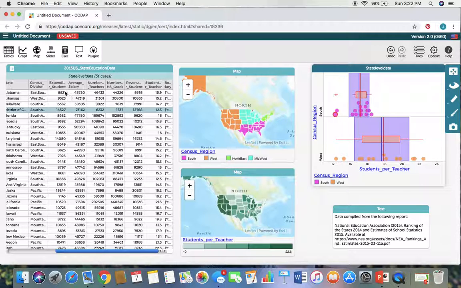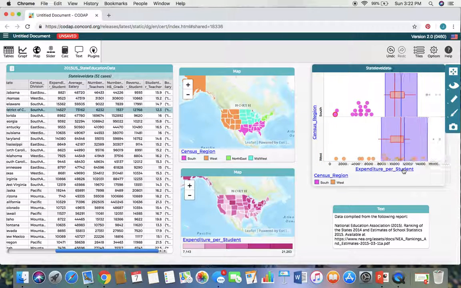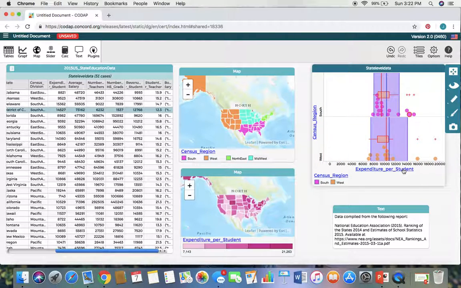There's maybe a couple others that we want to look at. One is expenditure per student. So I'm going to slide this over here. Because this is how much money they spend on the students. This includes supplies, technology, all that. So this can really make a teacher's job easier.